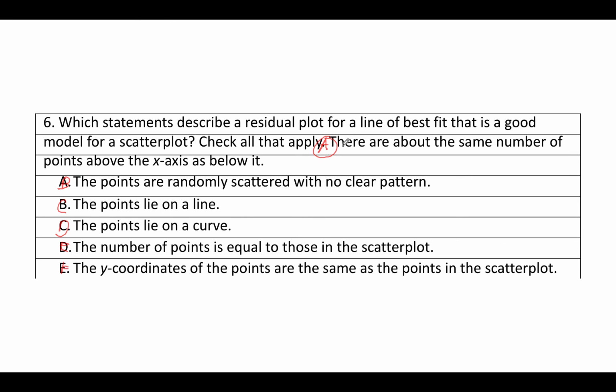All right, so A is true. Because it needs about the same above and below. The points are randomly scattered with no clear pattern. That is a true statement. The points lie on a line. No. The points lie on a curve. No. The number of points is equal to those in the scatter plot. Yes.